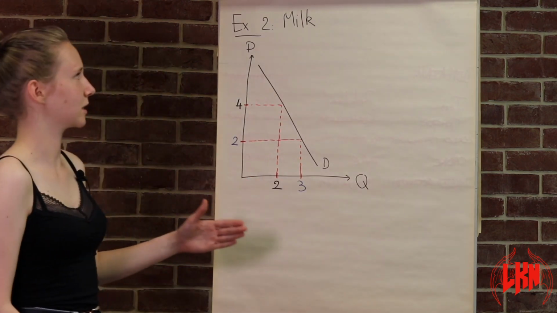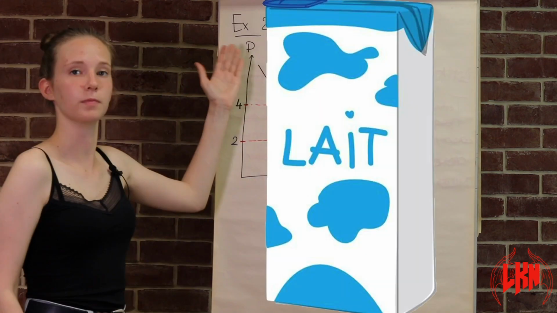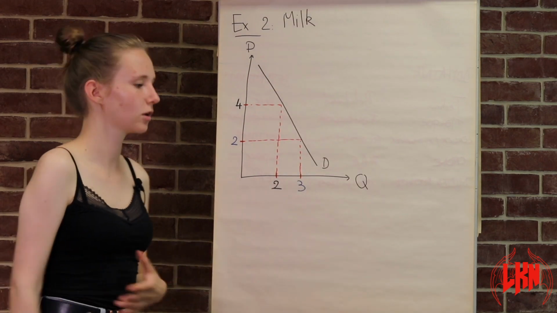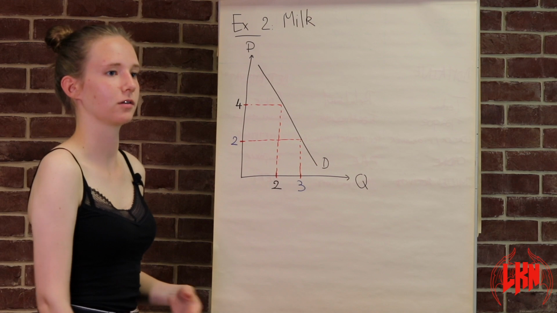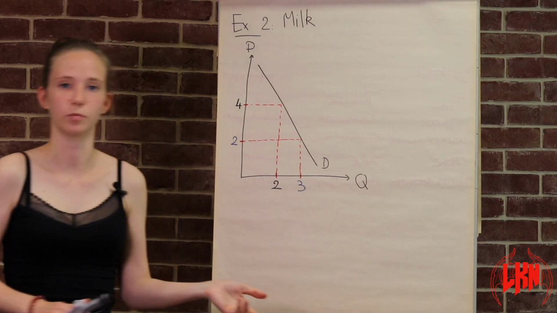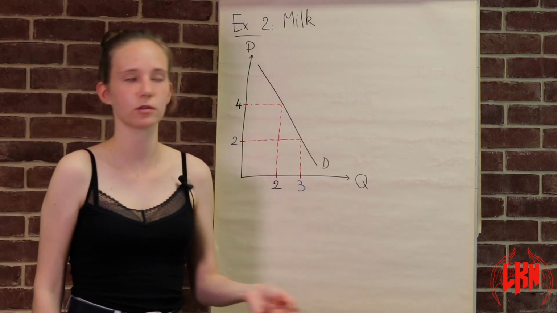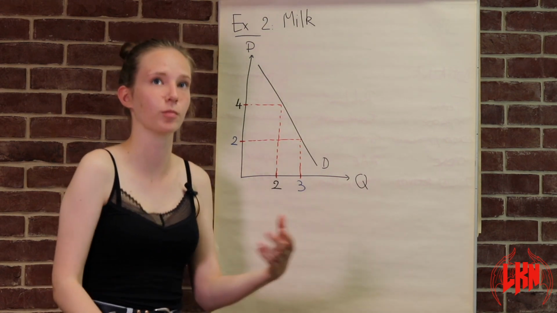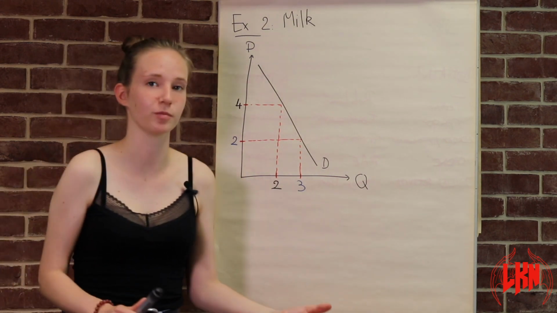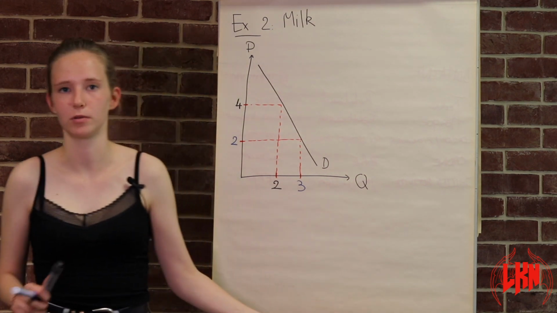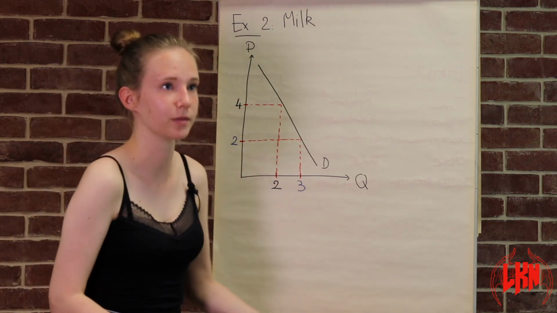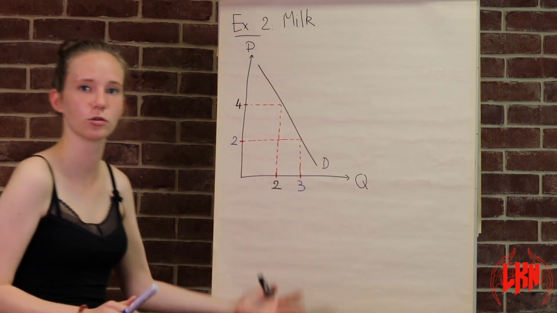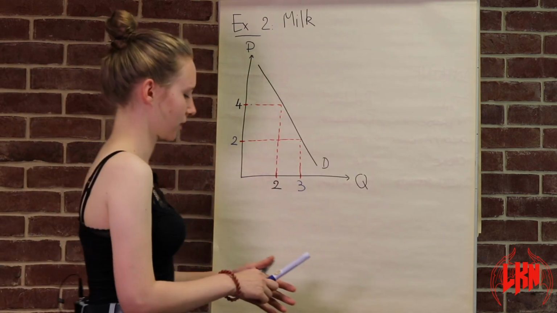Now, second example, we are going to talk about milk. We are going to assume that milk is a product that has an inelastic demand. Why would milk be an inelastic product? For example, you are used to drinking your glass of milk every morning, and no matter the price of milk, if it's still reasonable, you are still going to buy it because you can't live without milk. So the price is not an issue when buying milk.